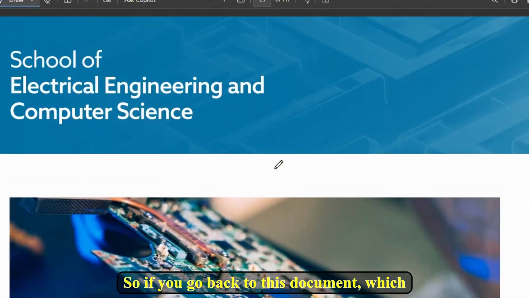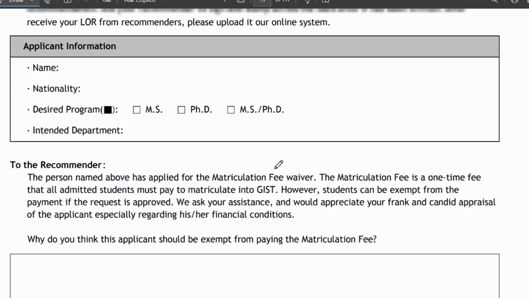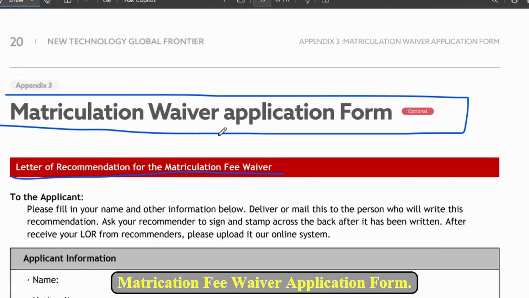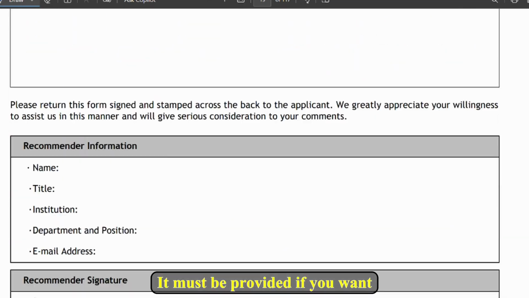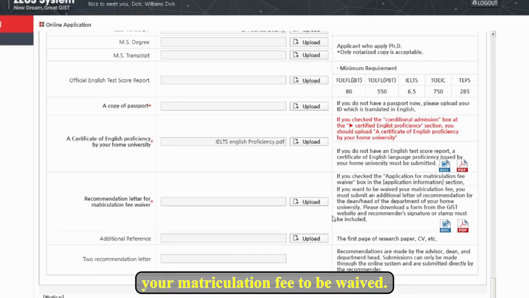So if you go back to this document, which I advise that you should have it open, this is it, matriculation fee waiver application form. It must be provided if you want your matriculation fee to be waived. Normally your dean or head of department will fill out that form and then give it to you, and then you can scan and upload. You can actually obtain another copy of the document here, either in Word or PDF.